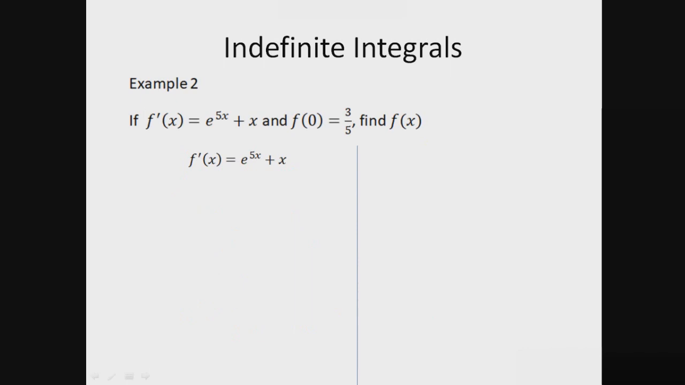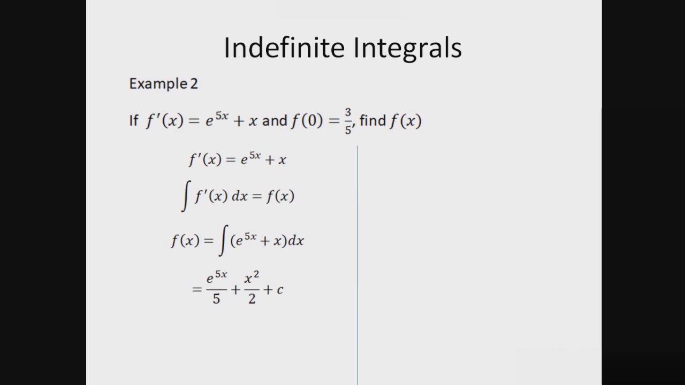Example 2. If f prime x is equal to e to the power of 5x plus x, and if we substitute 0 inside the function of f(x), we will get 3 over 5. Find f(x). So we have f prime x is equal to e to the power of 5x plus x. So to get back to the original function, of course we have to do the integration process, which is the integral of f prime x dx. We get f(x). So we integrate it, we will get e to the power of 5x over 5 plus x squared over 2 plus c.